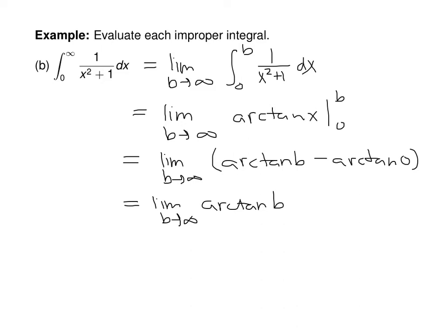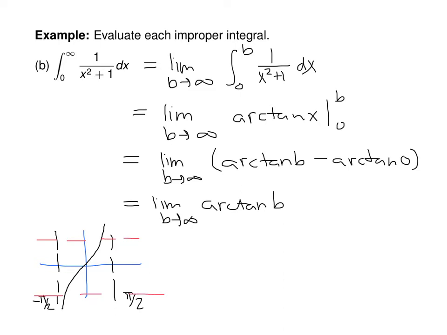And tangent has vertical asymptotes at negative pi halves and pi halves. So when you talk about arctan, you're looking at just this one oscillation of the tangent graph. Arctan you get by switching the x's and y's, or reflecting that over the line y equals x. So here's what the graph of arctan looks like. From that picture you can see that as b goes to infinity, arctan of b approaches pi halves. So this limit is actually pi halves.